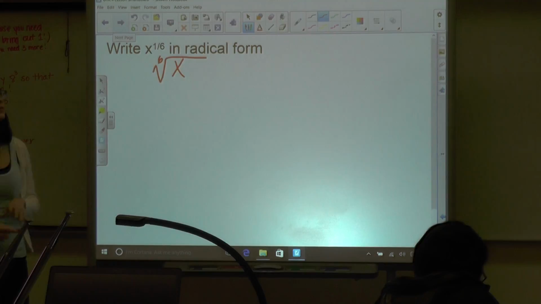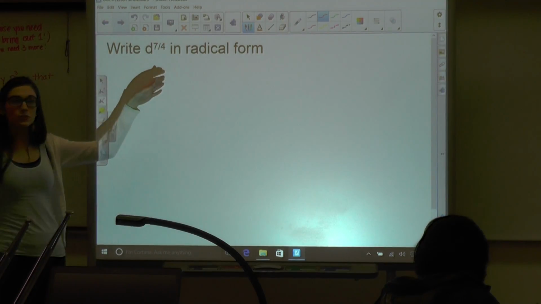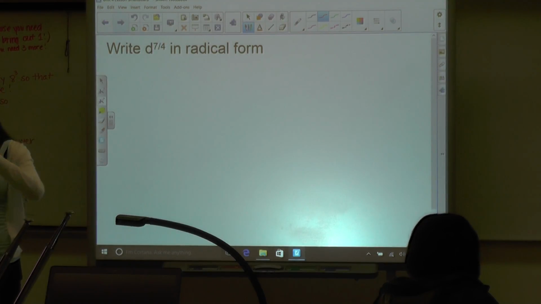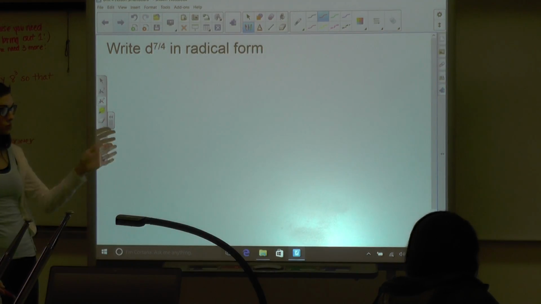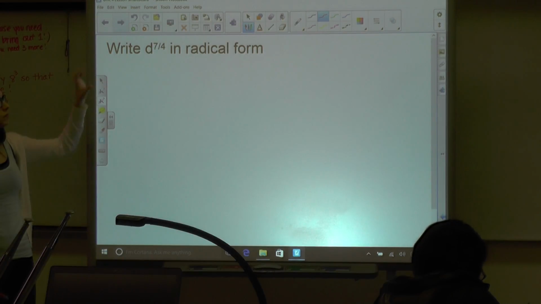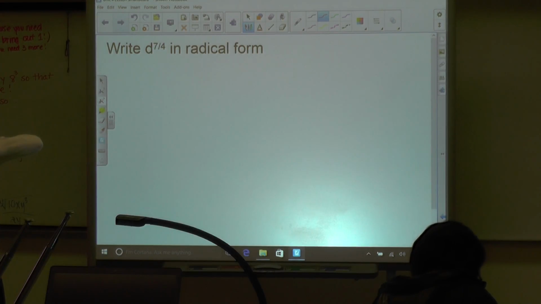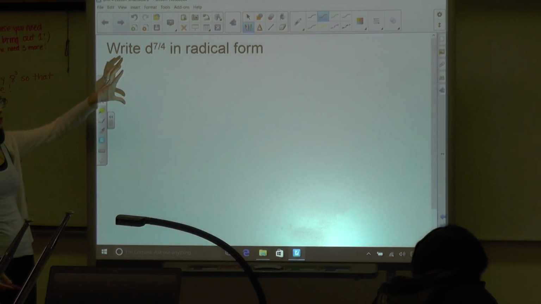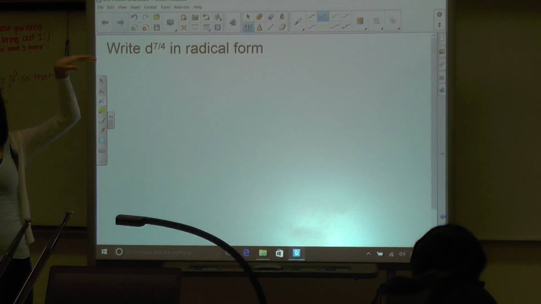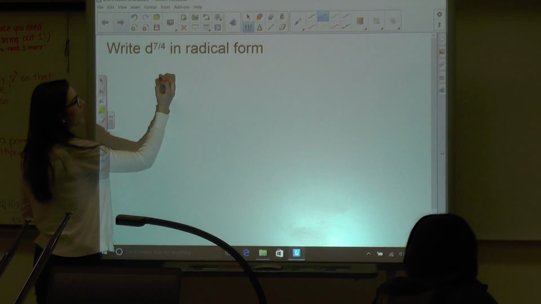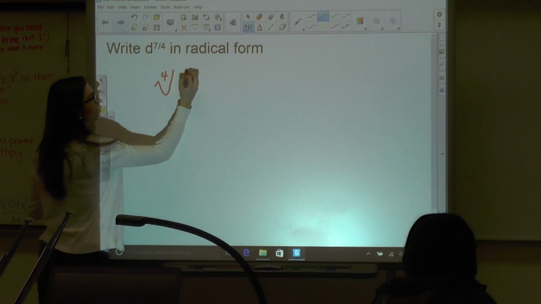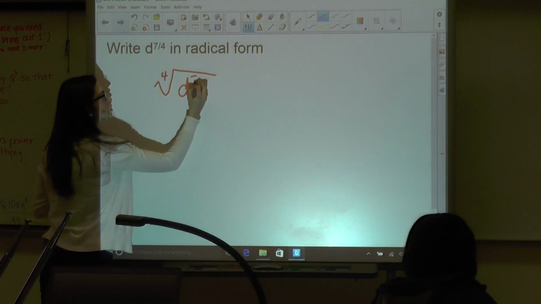Good? So this is where I said that it gets a little bit different, because what we've seen so far is when you have a 1 on the top. That was switching into radical form. But this is when it gets a little bit different, because now you have a 7 on the top. So that rule, top on inside, bottom on outside, comes into play. So you're going to have the 4th root of d to the power 7.